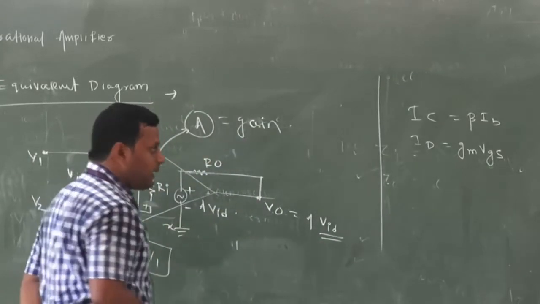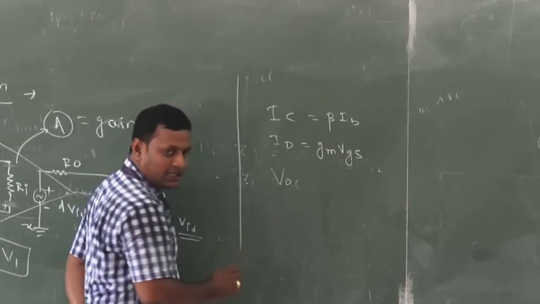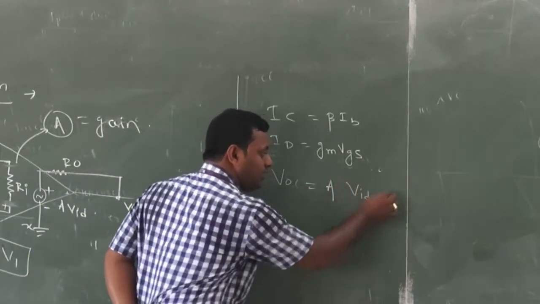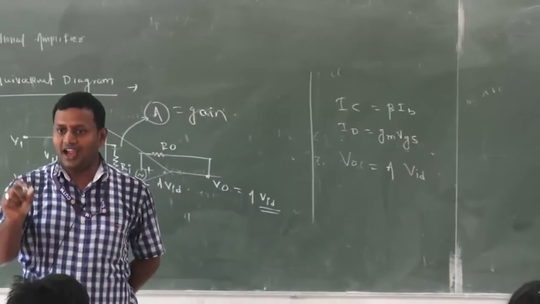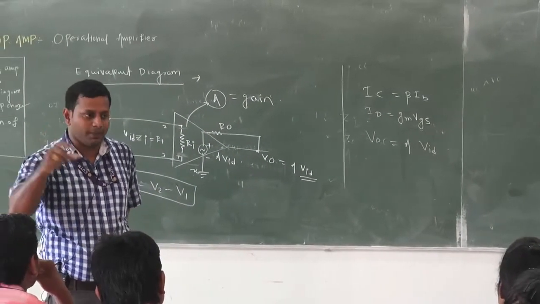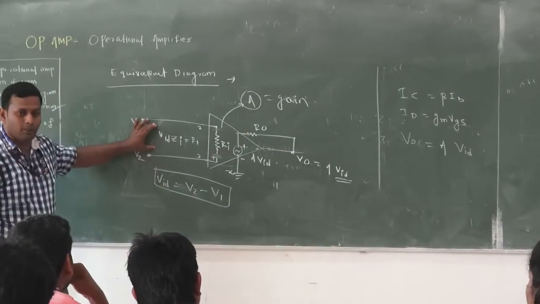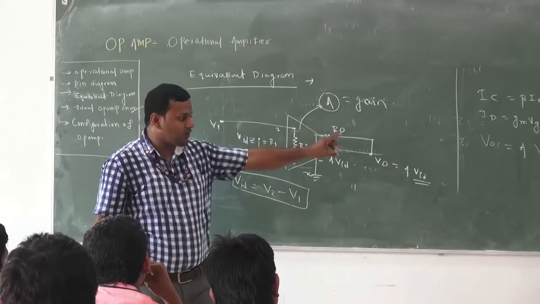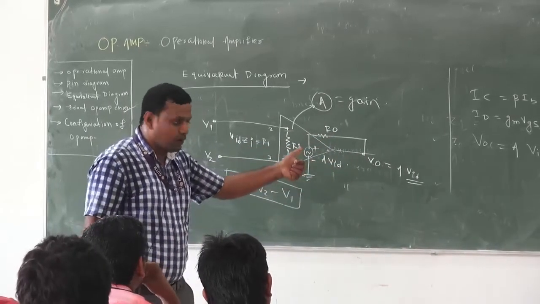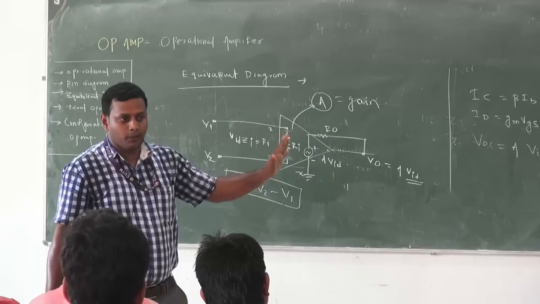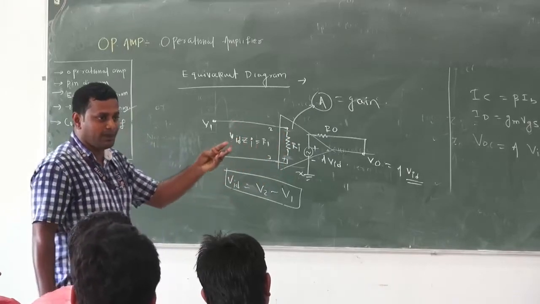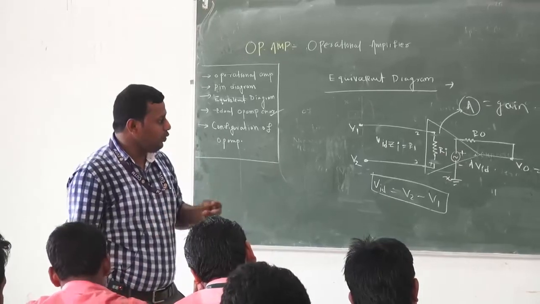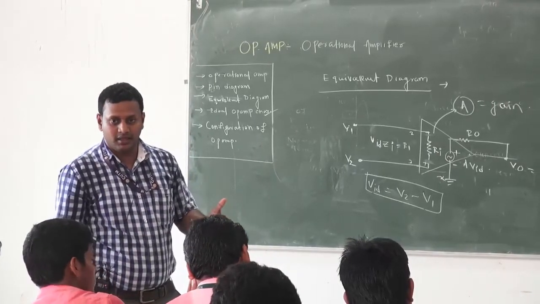Now in this case, my V0, the output voltage, is controlled by a parameter A into VID. Am I right? Where VID is the input voltage, or I can say the difference of the input voltages. VID is nothing but V2 minus V1, but I am getting output equal to A into VID. So the output voltage is controlled by the input voltage. It is the most important difference between BJT, FET and op-amp in terms of the controlled device.